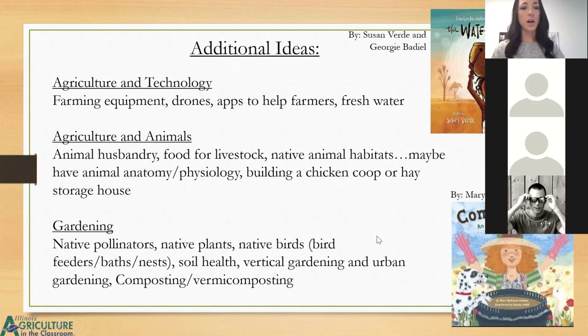So I know that was a ton of information. We have about 5 minutes left, and then compost too is a great one for your gardening section. So as you can see, there are tons of ways that you can create STEM activities and relate them to agriculture. And the STEM activity itself doesn't have to be ag related.